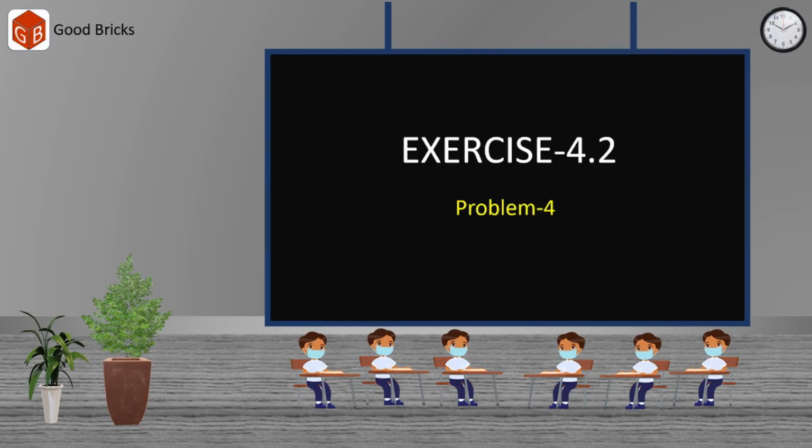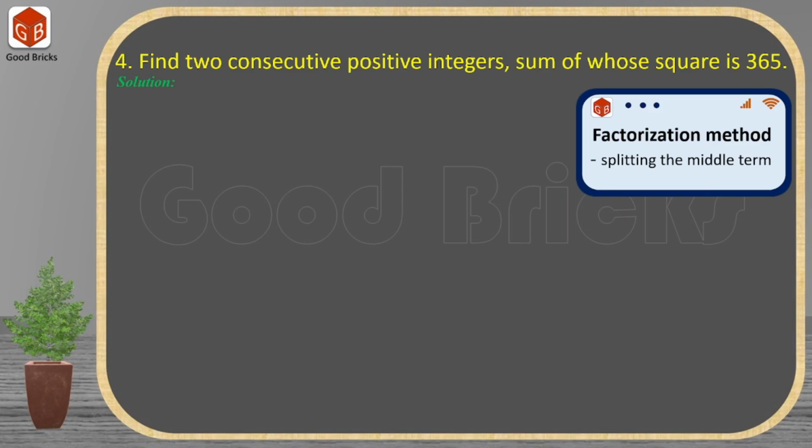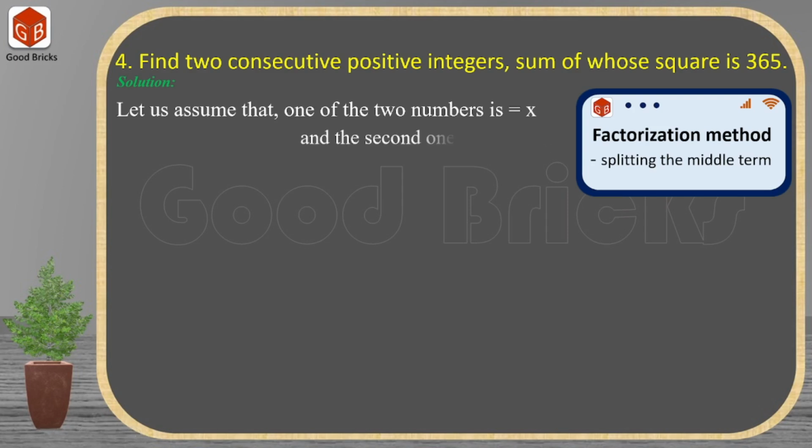Now let us have a look at another problem, that is the fourth problem in this exercise. In this problem they said: find two consecutive positive integers, the sum of whose squares is 365. Okay, let us find. But since we don't know the numbers, first of all let us assume one of the two numbers is x. So you can guess what is the next number. You are right, that is x plus 1, because they said that these two numbers are consecutive numbers.